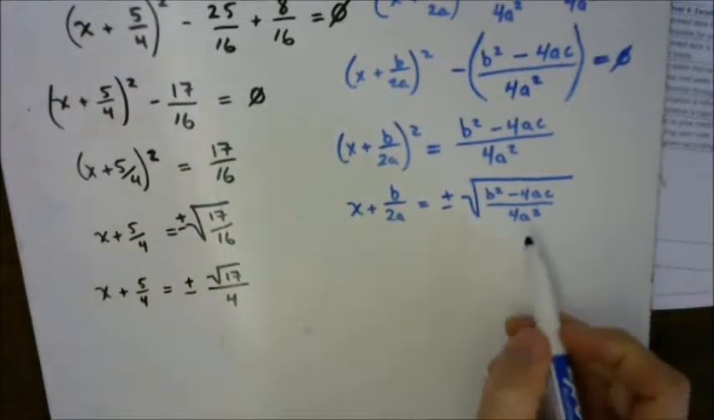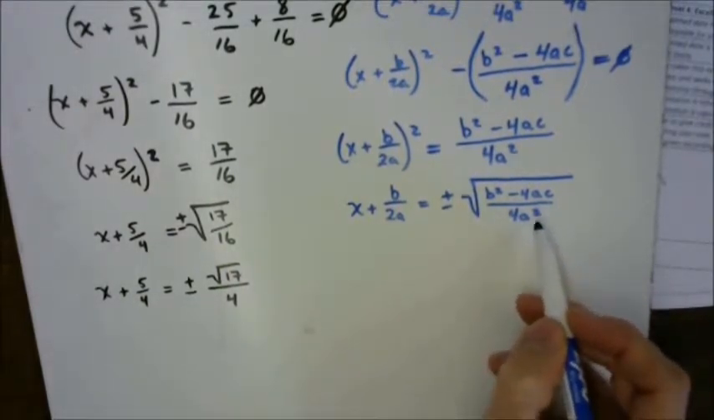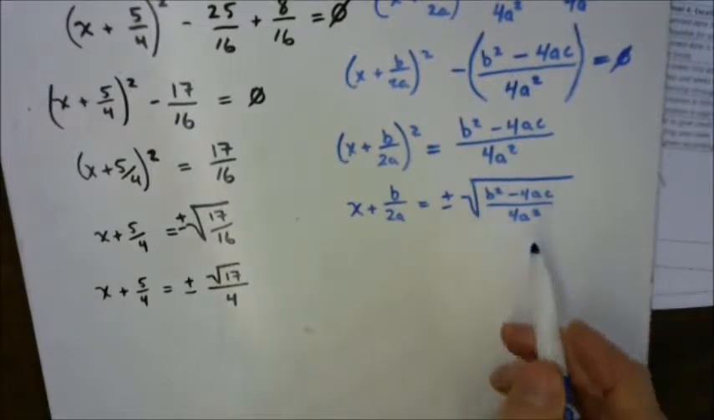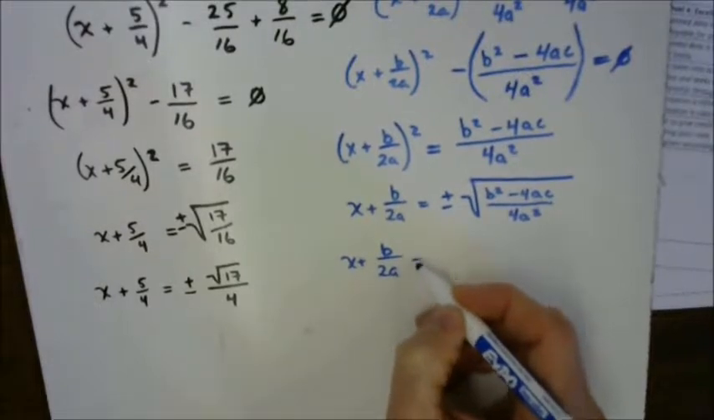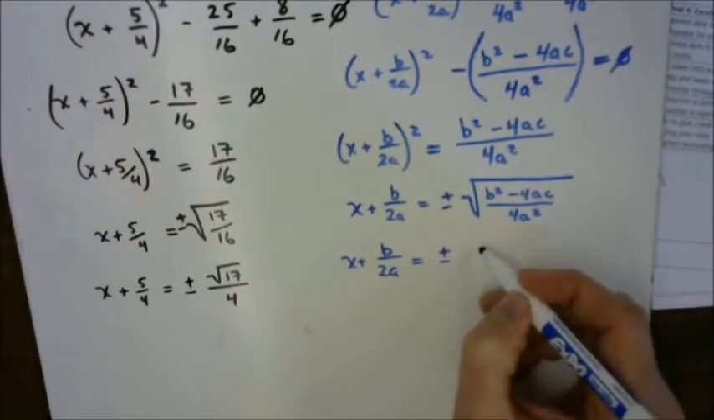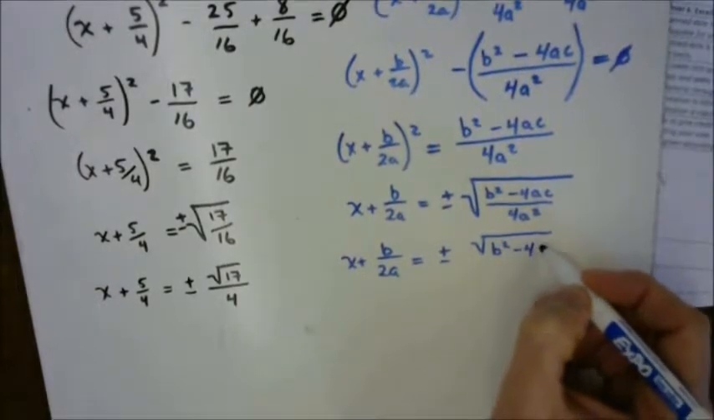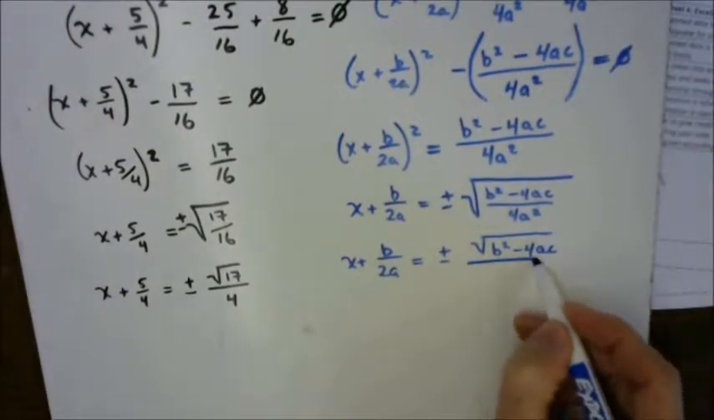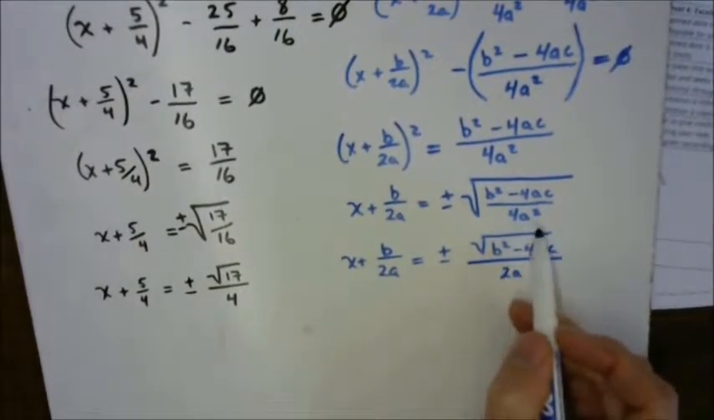Now in our general format, we're also left with a squared value in the denominator under the radical. So we've got x plus b over 2a, and that's going to equal plus or minus the square root of b squared minus 4ac over 2a, because 2a is the square root of 4a squared.